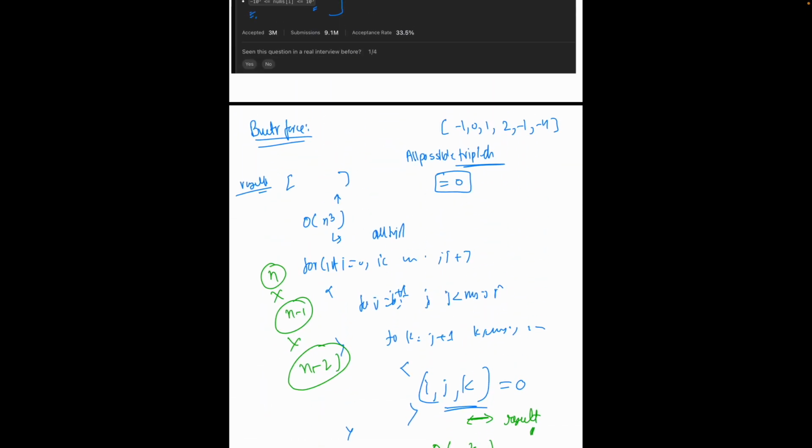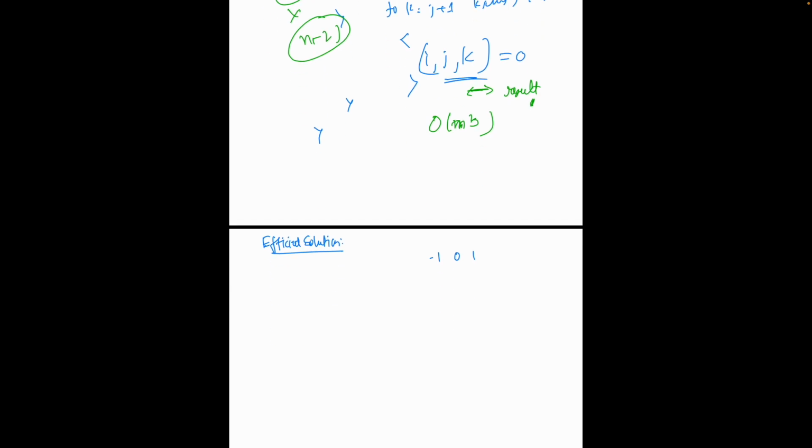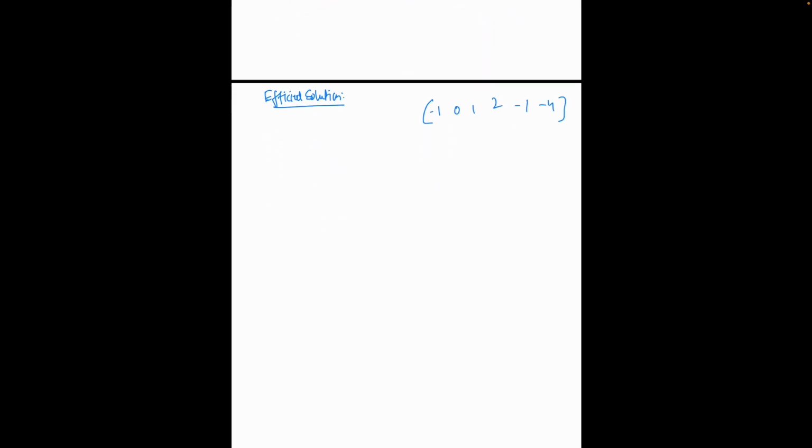And if efficient solution, what we like to do is, let's pick up this array: minus 1, 0, 1, 2, minus 1, minus 4. So let me explain this efficient solution with an example first.